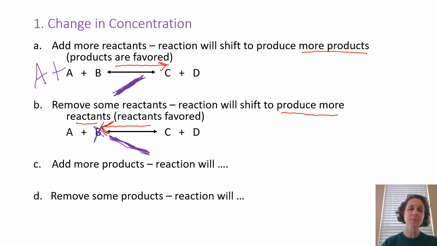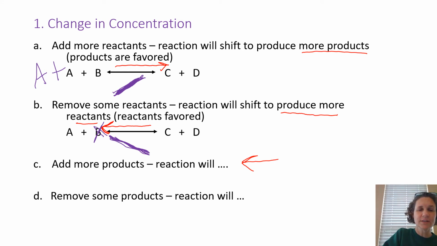Now, same thing with changing the products. If I added more products, I would be adding to that side, so it would become unbalanced, and our reaction would shift to produce more reactants. So the reactants would be favored in that situation.